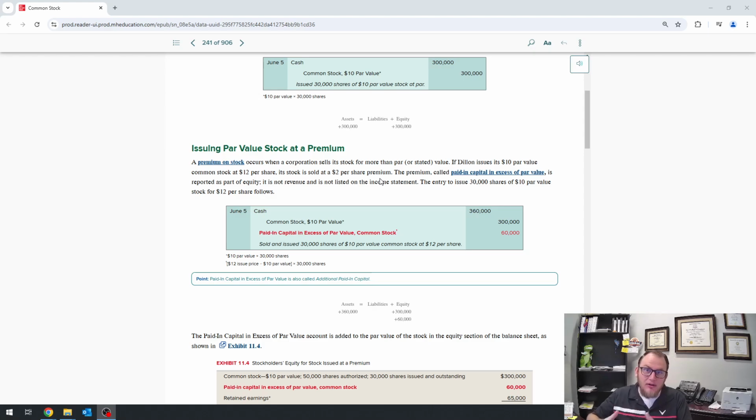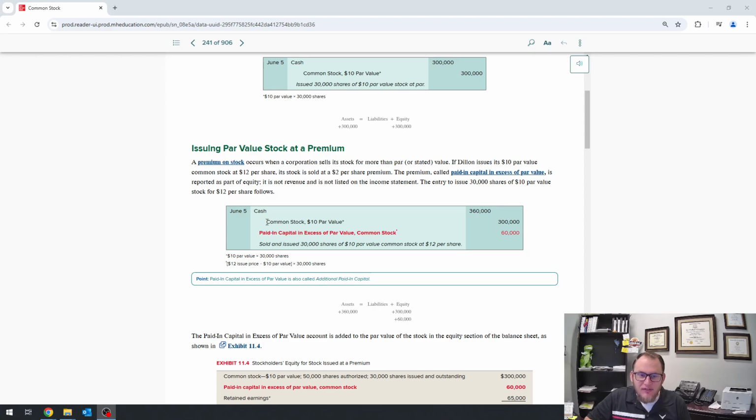So we're going to debit our cash account for the $360,000. We're still going to credit our common stock with a $10 par value for the $300,000. But now we're going to have this paid in capital in excess of par value, or sometimes APIC, additional paid in capital. So paid in capital in excess of par value of common stock for $60,000. We're going to keep our common stock account at that $300,000, because that is recording the par value of the stock.